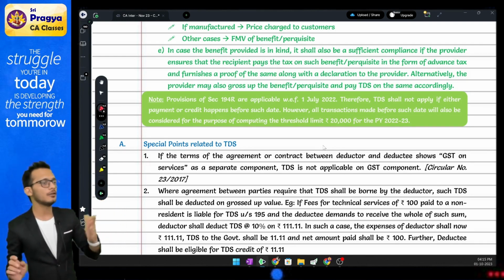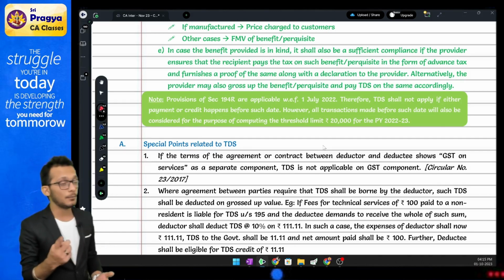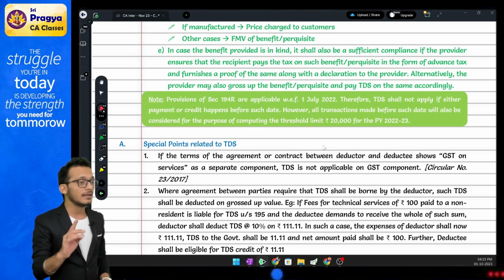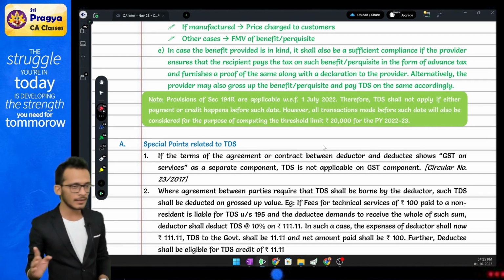In TDS, you also have to understand two things. The due date for depositing TDS is 7th of next month. But if it's the month of March, then it is 30th April.